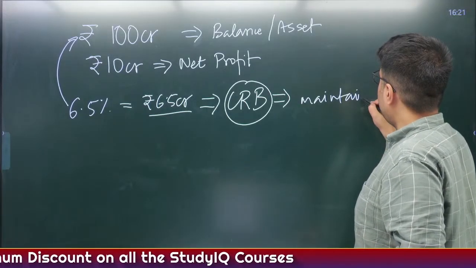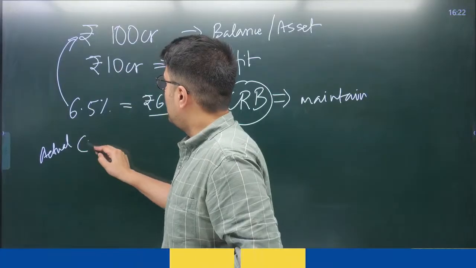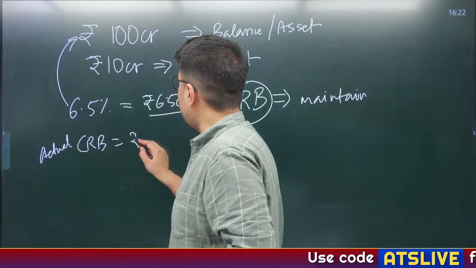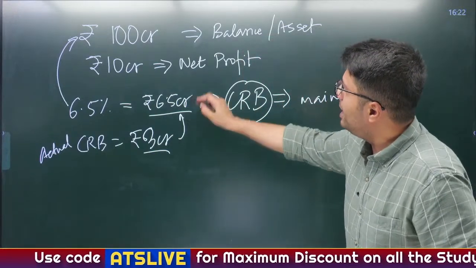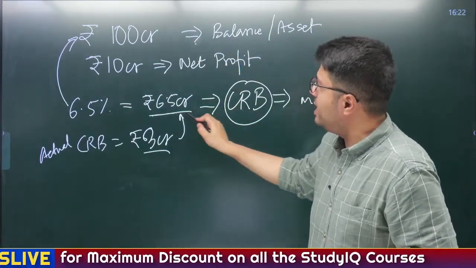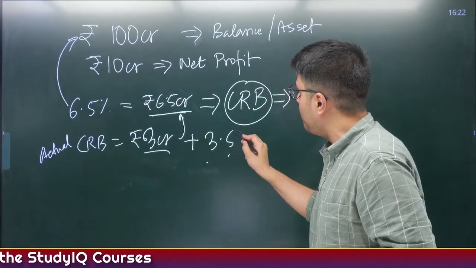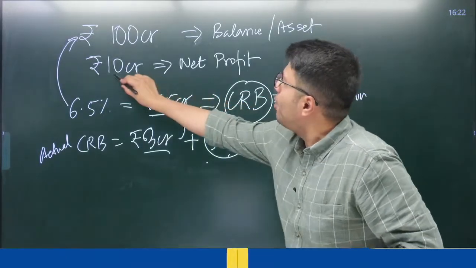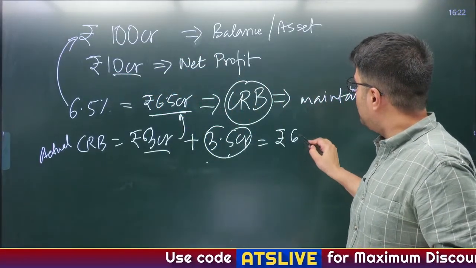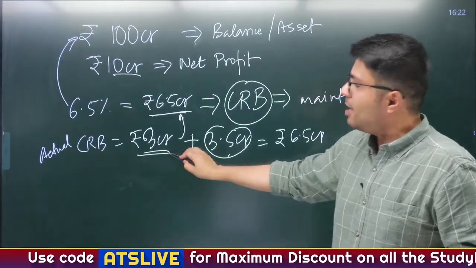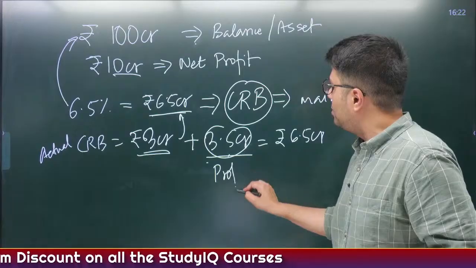But in that particular year, RBI found out that its actual CRB is only 3 crore rupees. But how much CRB does RBI need to maintain? Because it has assets of 100 crore rupees, it needs to maintain 6.5 crore rupees. So it needs to add 3.5 crore rupees from the net profit that it had made. So here the CRB now becomes 6.5 crore rupees, because originally RBI had a CRB of 3 crore rupees and it needs to add 3.5 crore from its profits.